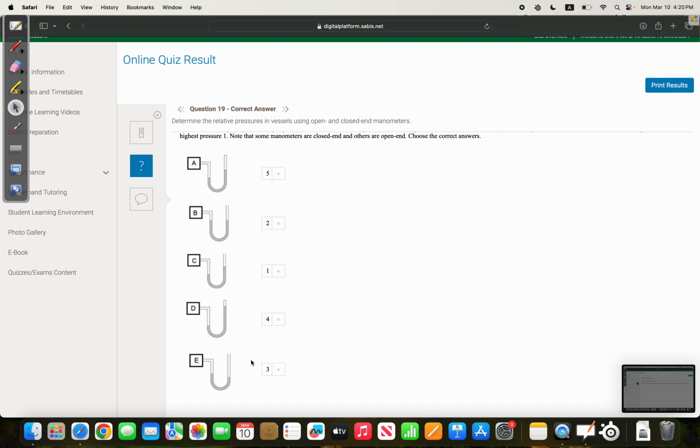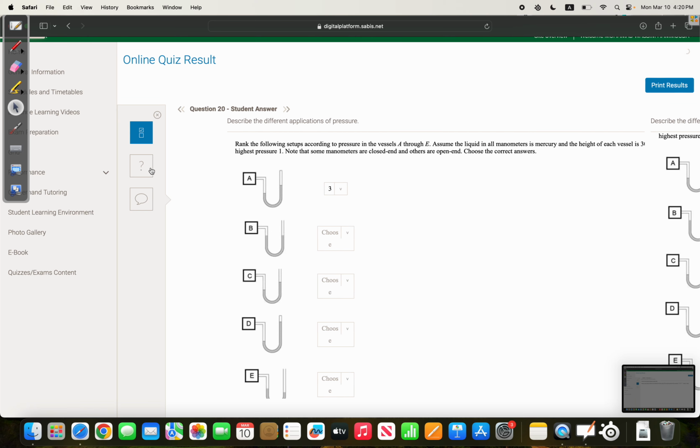Since we know open-end barometers or manometers will have higher pressure, now we're gonna move on to closed-end manometers. We're gonna use the same way I used before with the difference of the heights. The higher the difference of the heights, the higher the pressure. So here, this is why D has higher pressure than A. Number 20.